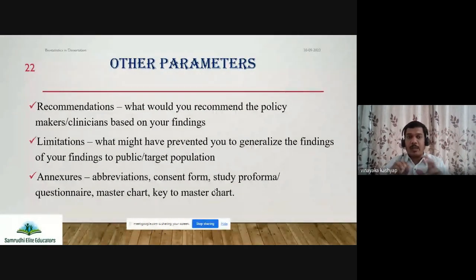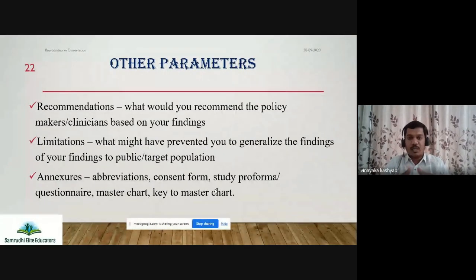So you are supposed to write the limitations of your findings, or that you could not do so and so, or could not find a particular parameter in your study. That will be a limitation. If the sample size is small, you cannot generalize your results to a wider population. You can just say the prevalence was 20% in our setting, and further research with a larger population is required in order to generalize it to a wider population.